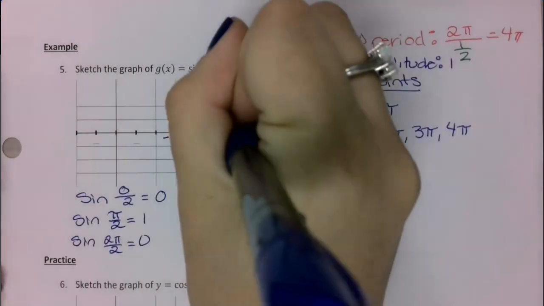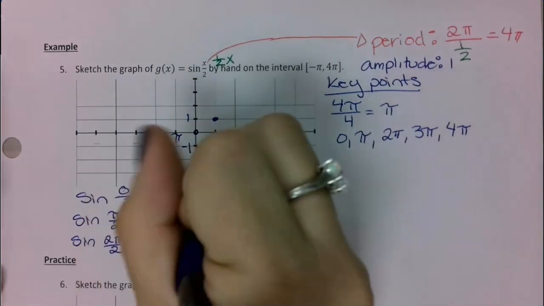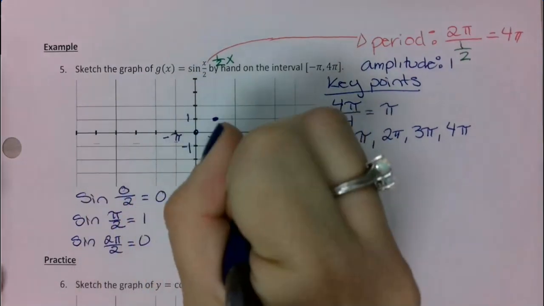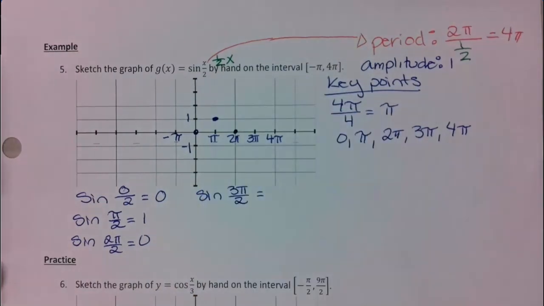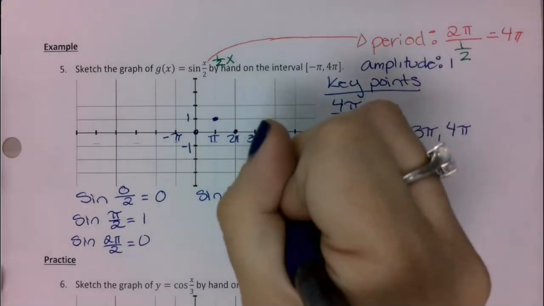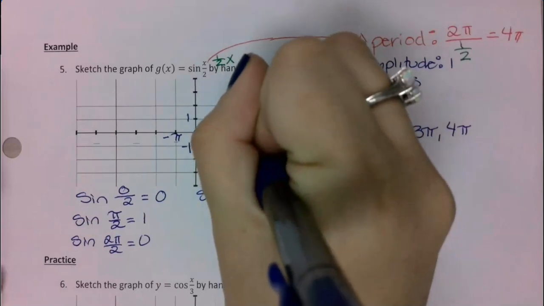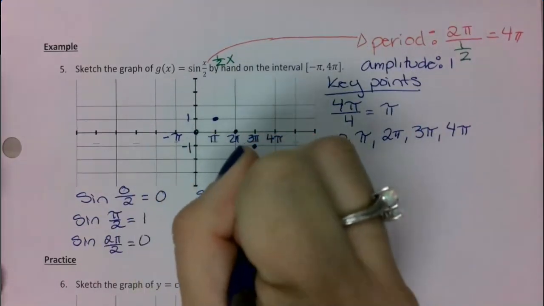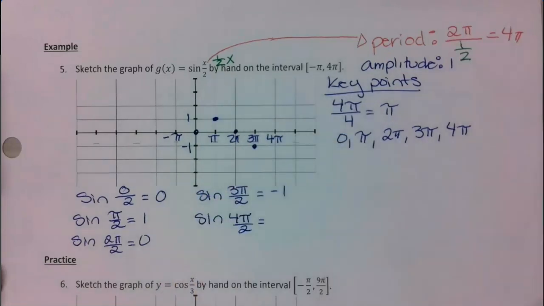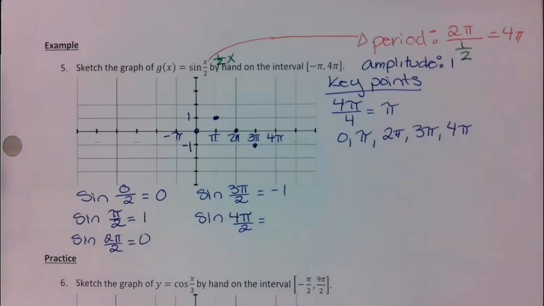Zero. Sine of 3 pi divided by 2. Negative 1. And sine of 4 pi divided by 2. So when the calculator is giving you something with an e, it's just trying to approximate the answer and it's doing a really bad job. If it gives you the e, it means 0.